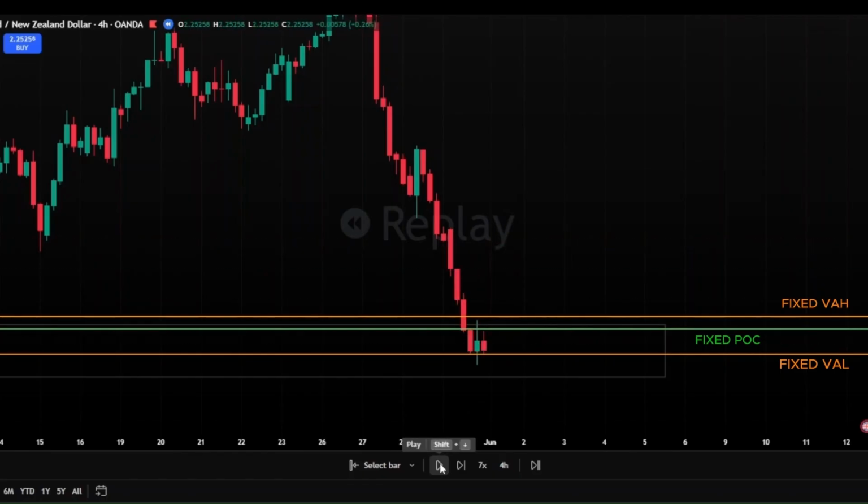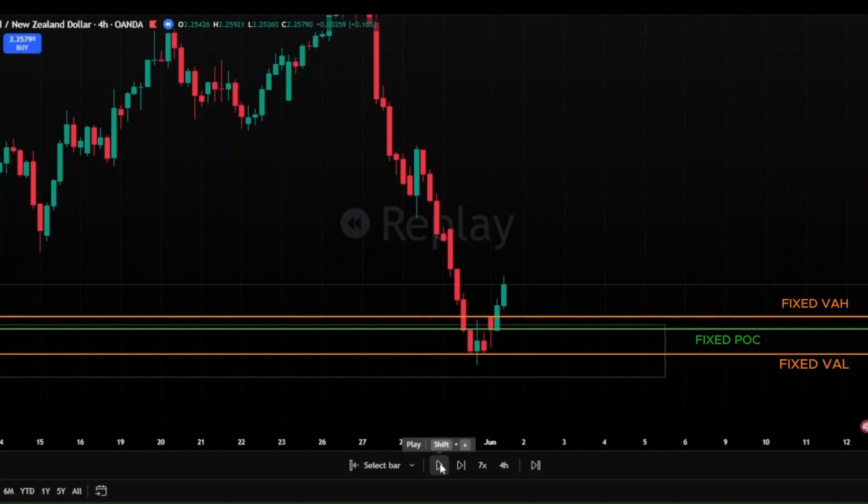Price moves deep into the demand, but notice something important. It never closes below the fixed value area low. Buyers continue defending the high volume area inside the zone. That tells me something very important. Institutions are still interested in this zone. And look what happens next.